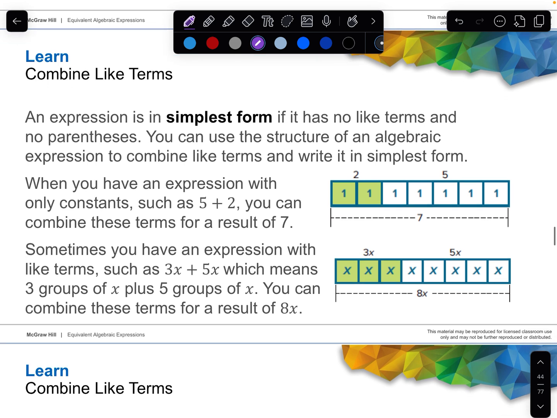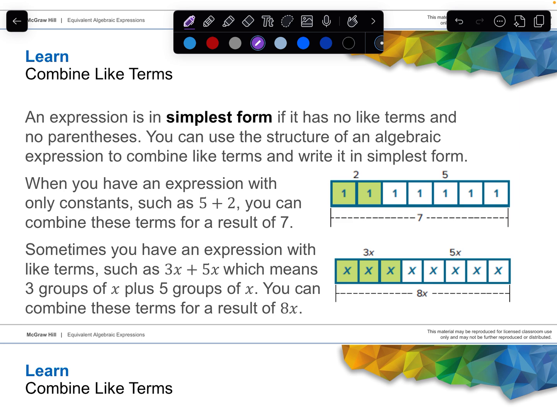I just want to do this combining really quick, and then we'll stop. So we'll do just page 321 and 322. So an expression is in the simplest form if it has no like terms and no parentheses. So all like terms should have been combined.